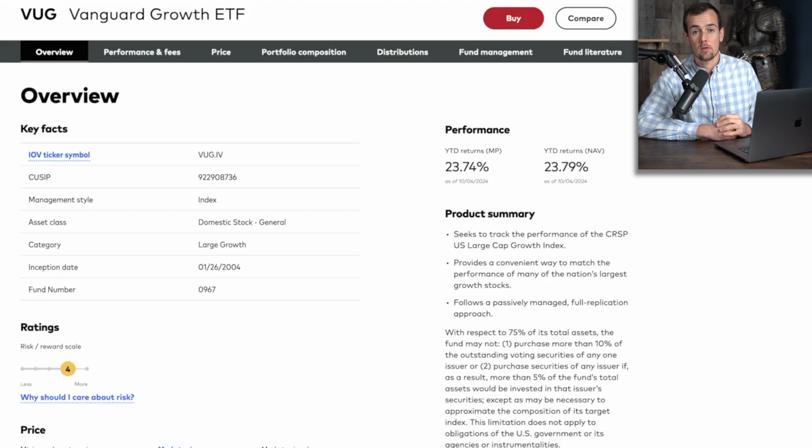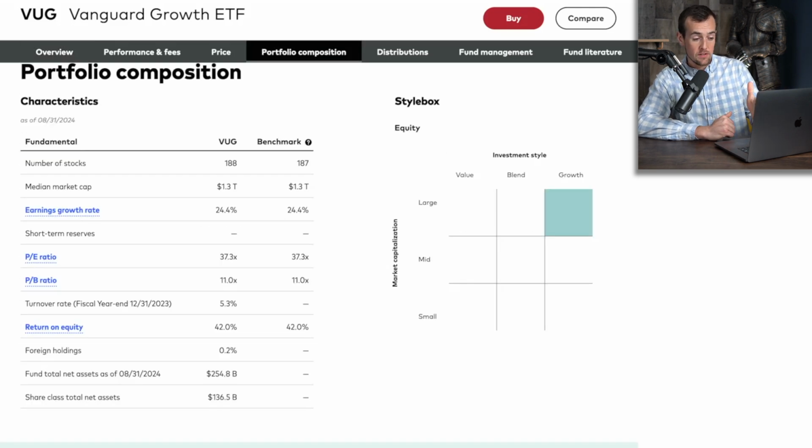Just to show you an example of the outperformance here, the year-to-date return from this is 23.74%. We saw with VTI, for example, it was around 20%. So because this is concentrated in growth, it is going to outperform in a bull market. Taking a look here at the style box, this is in the top right quadrant because it is focused on growth and it is also focused on large-sized companies.